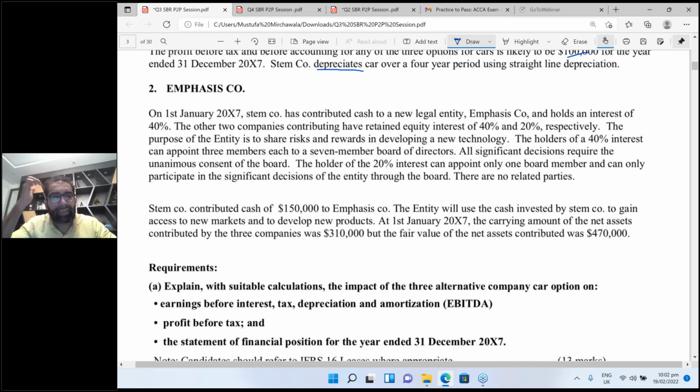In this question there is no joint operation, it's a joint venture. In a joint operation, the parties have direct interest in the assets. They are directly responsible for the liabilities, and for the accounting treatment they directly book the revenue, cost and asset share in their own books, simply.